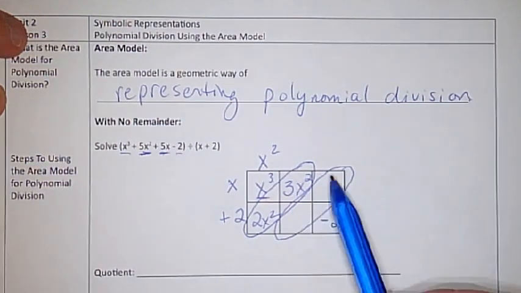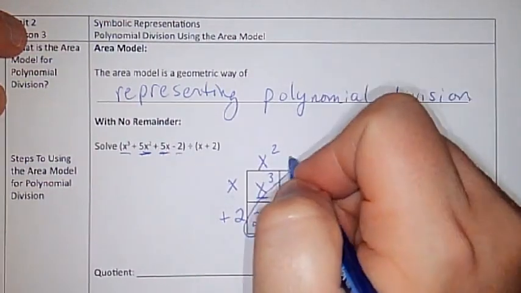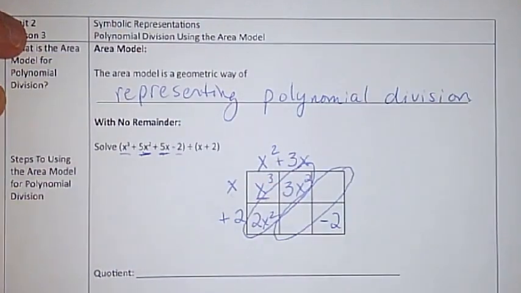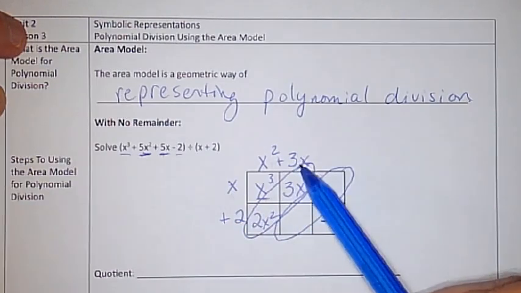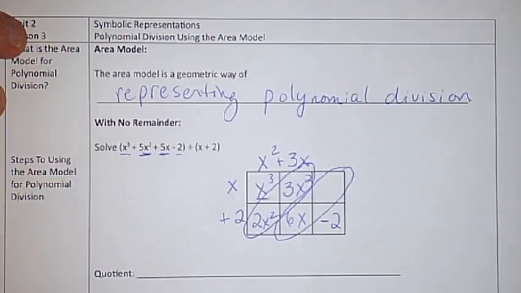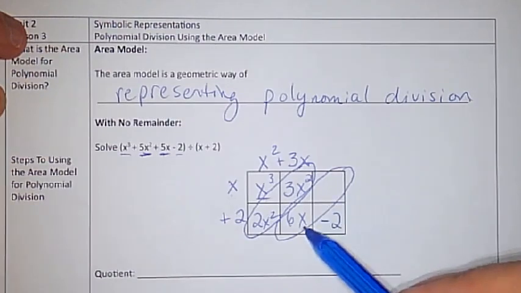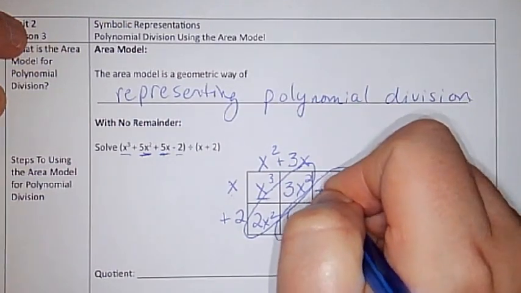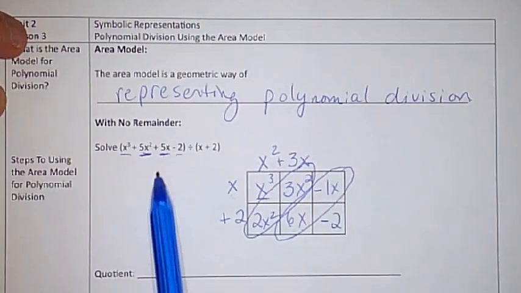Now I'm back to the original problem of what times x gives me 3x squared. Well, I know that that's a positive 3x. I'm going to put the plus sign there. So 3x times x is 3x squared. 3x times 2 is 6x. Again, we look at the idea that these 2 terms must add together to give me 5x. So 6x and negative 1x will give me 5x, because 6x minus 1x is 5x.